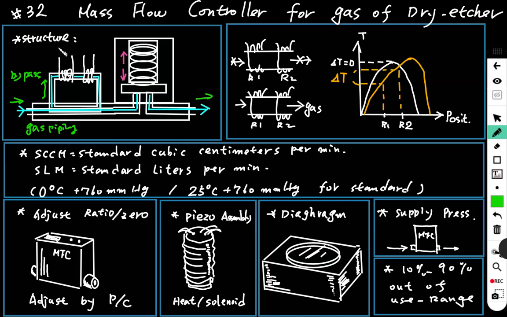And we put a resistor heater 1 and resistor heater 2, call them R1 and R2, to heat the gas. Then the gas flows to the main flow piping. And as the gas flows to here, we have a valve. It's formed just like a diaphragm.